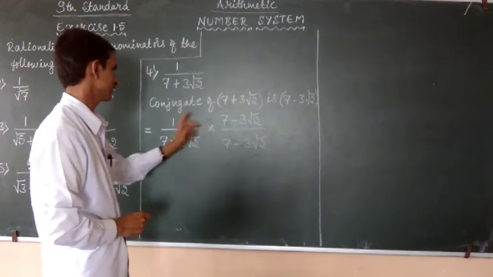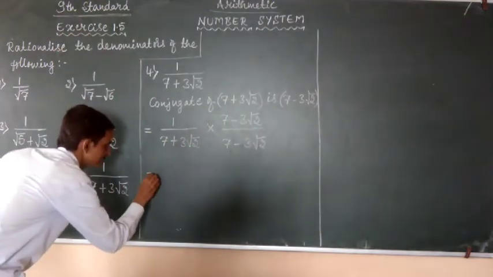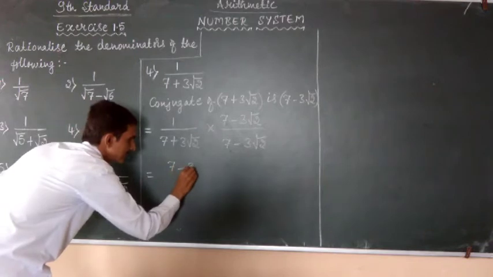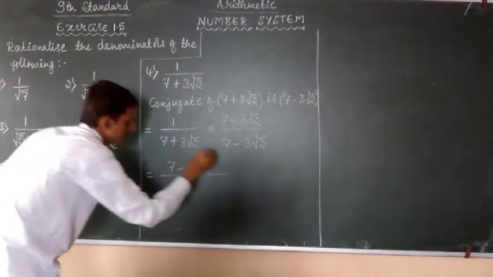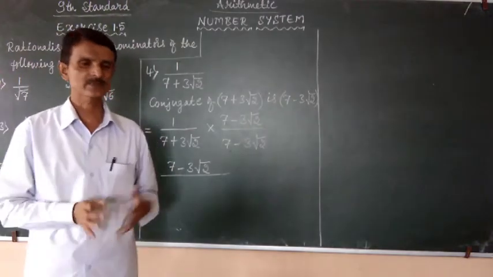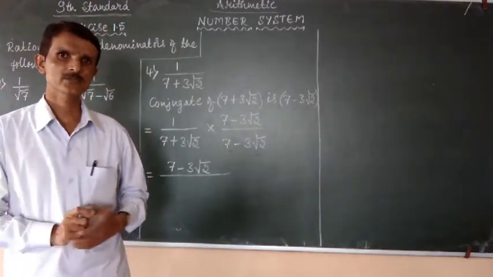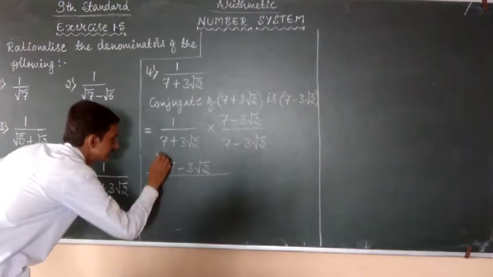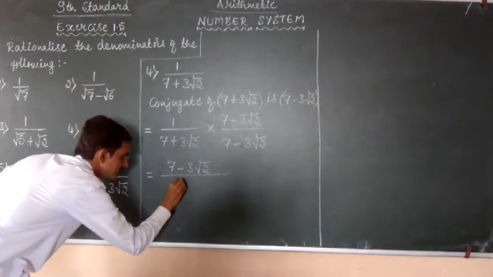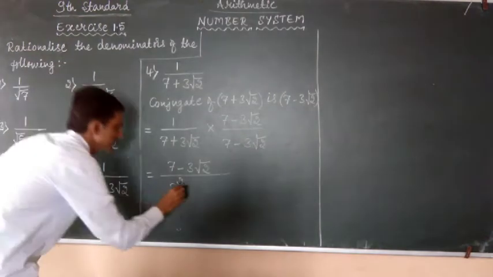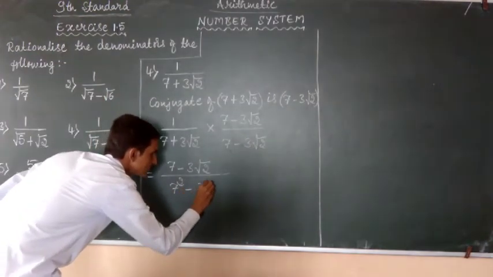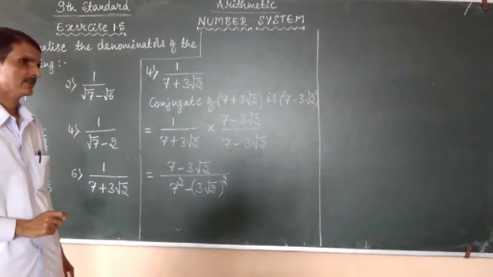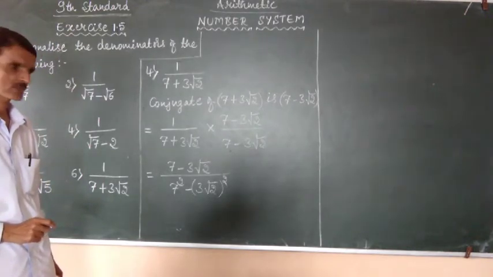Multiply numerator to the numerator and denominator to the denominator. 1 into anything is the same, so it will be 7 minus 3 root 2. For the multiplication of the denominator, remember we are going to use the formula a plus b into a minus b, which is a square minus b square. So it will be 7 square minus 3 root 2 whole square.